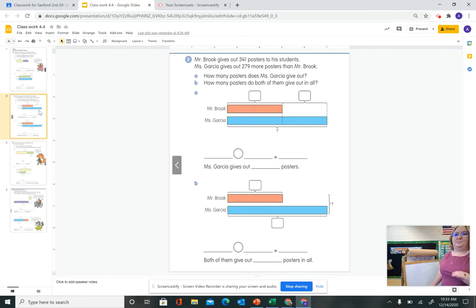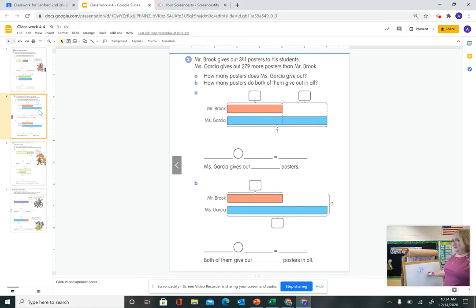All right, so first we got to figure out Mr. Brock. So Mr. Brock gives out 341 posters. So he gave out his 341 posters. Now, Mrs. Garcia gave out 279 more posters than Mr. Brock. So 279 more. So more means that we're going to add that to Mrs. Garcia's to figure out our answer. So in our blanks, it would say 341 plus 279, right? To figure out how much Mrs. Garcia gave out. So I'm going to add, remember I have to stack these to add them.